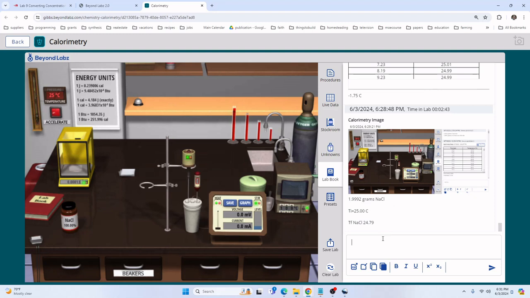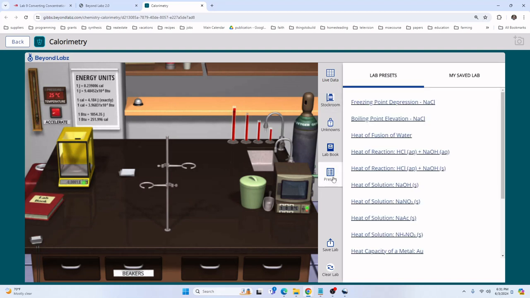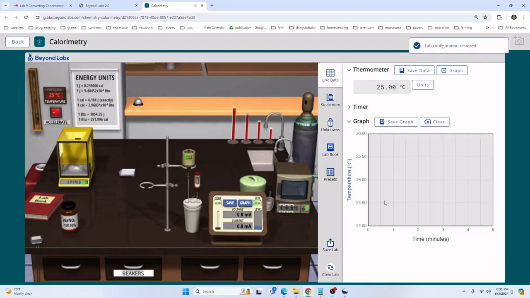Okay, so next we're going to do another one, and the next experiment will be to do the same thing with sodium nitrate, NaNO3. So let's clear the lab. Okay, and let's choose presets and NaNO3, heat of solution NaNO3. And we're just going to repeat this process.